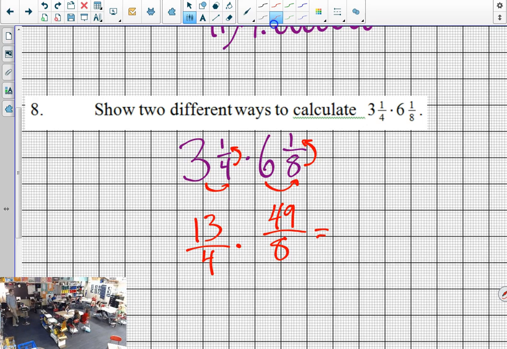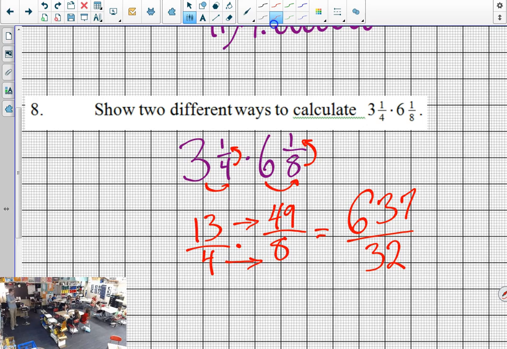This is gross, but you are allowed to use calculators. So go straight across the top, straight across the bottom. Do not try to plug the whole thing into your calculator. It's just too difficult. Annika, what'd you get? 637 over 32. You could have stopped there.